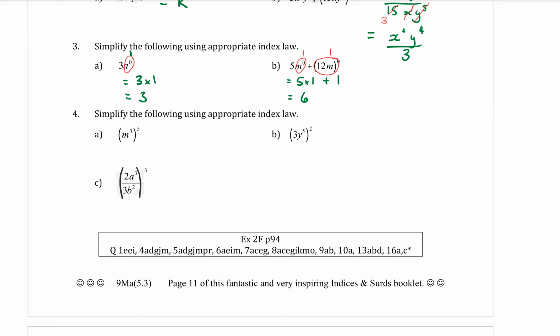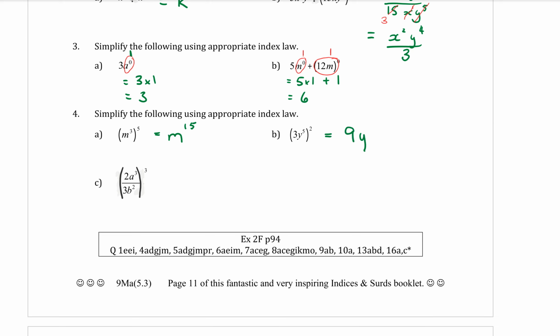Great. Question 4 are the ones involving all the brackets. So, this one, if you've got a power inside and outside of the brackets, you multiply those numbers together. So m is the base, 3 times 5 is 15. If there is a number inside your bracket, like B here, that means that that number has to be raised to the power of whatever's out here. So that needs to be 3 squared. That does not mean 3 times 2. What is 3 squared? 9. So that will become 9.